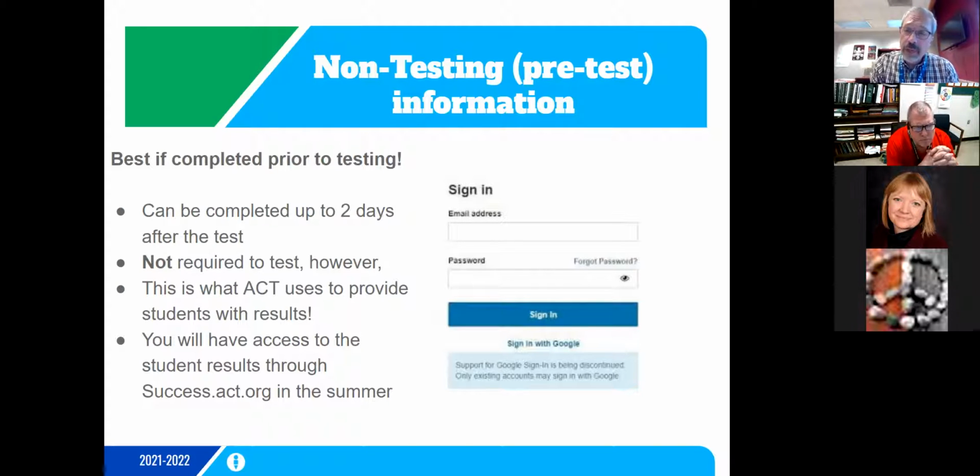So Ben, I know you had a question earlier. Could you touch base on that one again? Yeah, if we get the list of students that enrolled late to us and they are not on our reports, how do we get numbers, how do we get them connected to our school, and how do we get them to pre-register or do the non-testing portion?